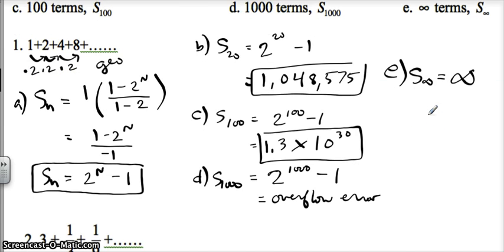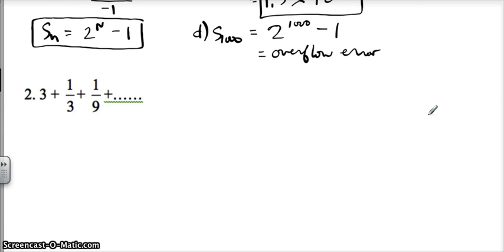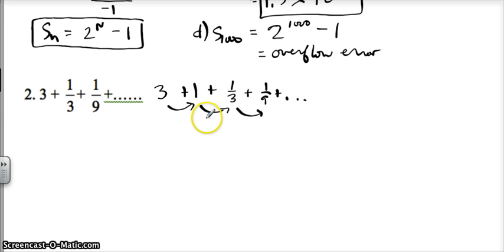All right, so let's take a look at our next example. Actually, this one was written incorrectly. There really should be a plus 1 right in between there. So if we rewrite this, this is 3 plus 1 plus 1/3 plus 1/9, and so on. Okay. That way this series will work. We see that every single time when we go from term to term, we would be multiplying by 1/3 each time.